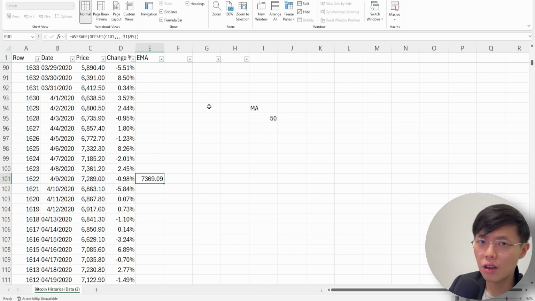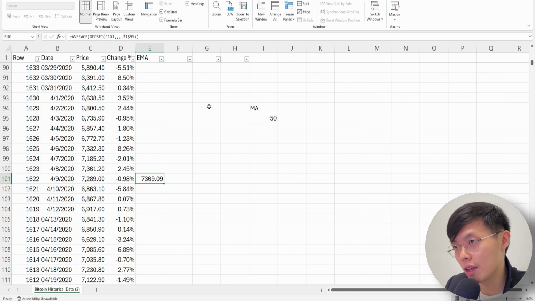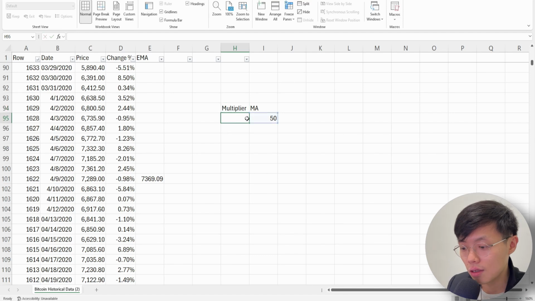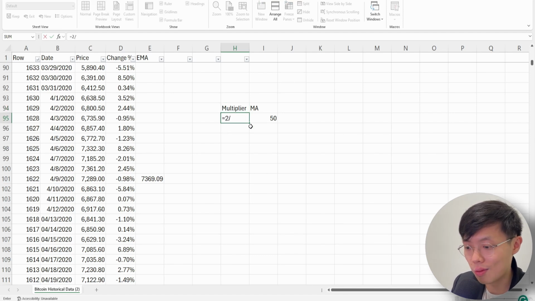In order to calculate EMA, you need a multiplier. So I'm going to put multiplier here. I'm going to write the formula of the multiplier, which is 2 divided by 1 plus MA.